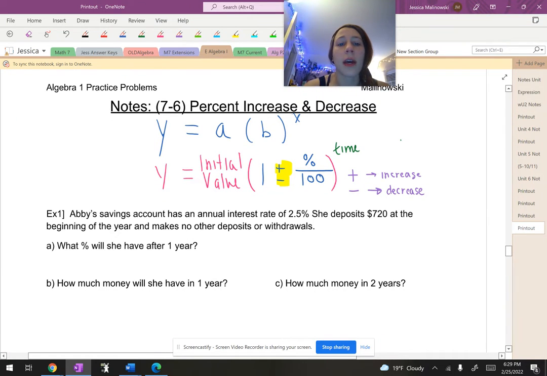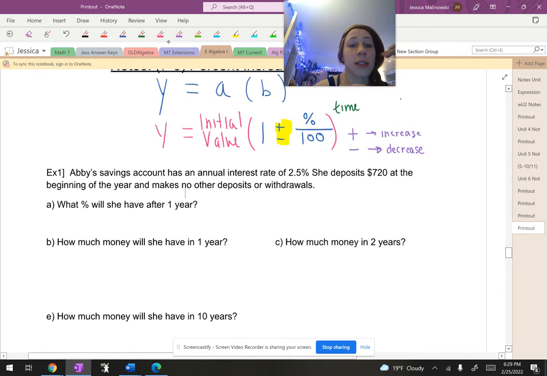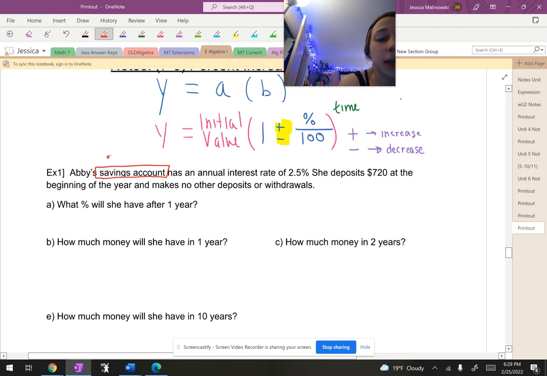Okay, here we are looking at notes for 7-6 for algebra, example number 1. So Abby has a savings account. Right away, I'm noticing that with a savings account, I'm putting my money into something. This is going to be dealing with a percent increase.